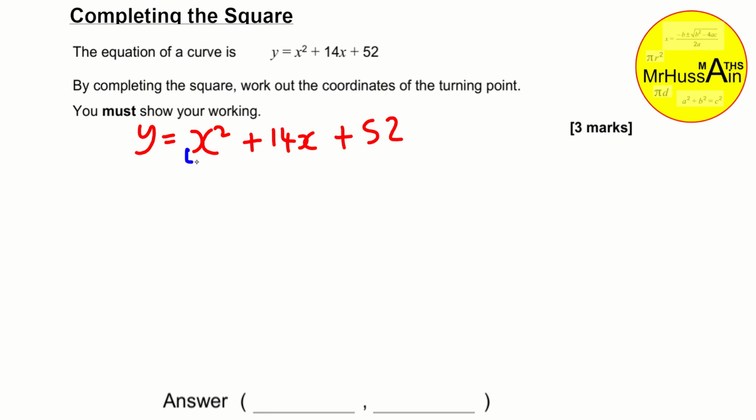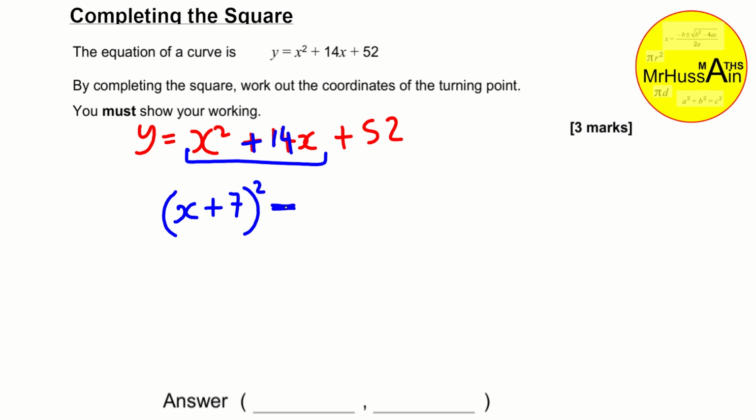Remember, we complete the square on the x squared and the x term. So we put x in bracket. At the moment, it is positive 14. We always half that, so that's positive 7. And then we square it.